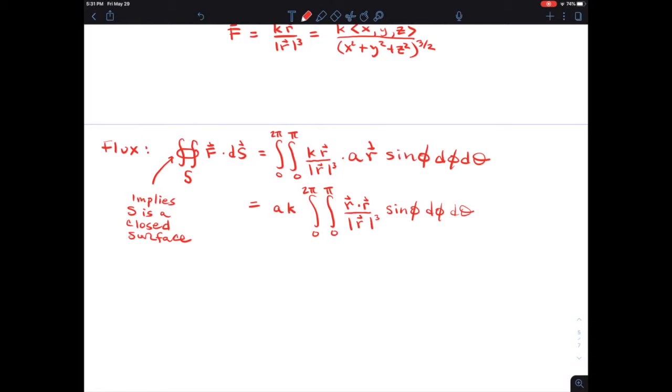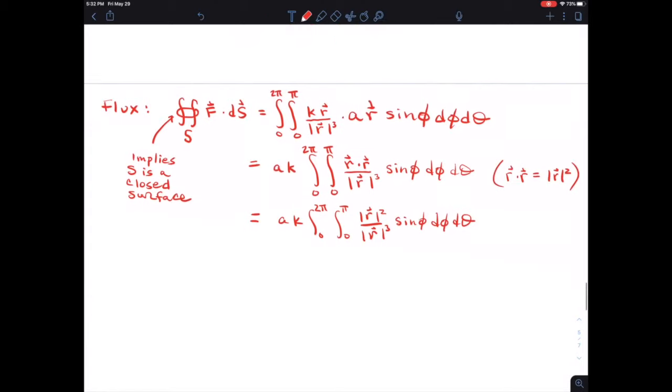Note r dot r, maybe over to the side, you may remember r dot r, I hope you remember, is the magnitude of r squared. Okay, so that's looking better. So we've got the magnitude of r squared over the magnitude of r to the third, and then the sine phi, d phi d theta. Okay, and of course we just get a 1 over the magnitude of r on that. It's interesting.